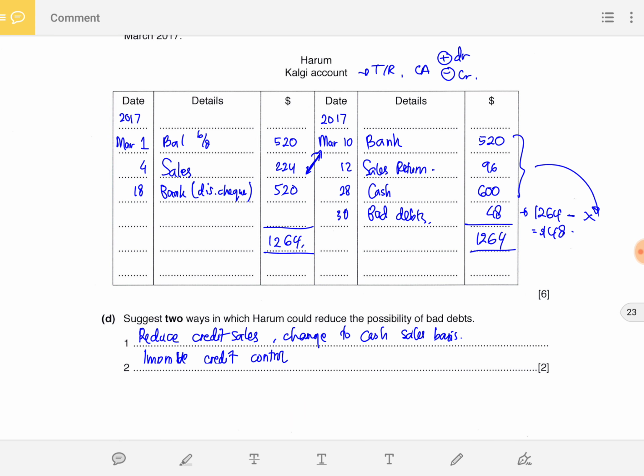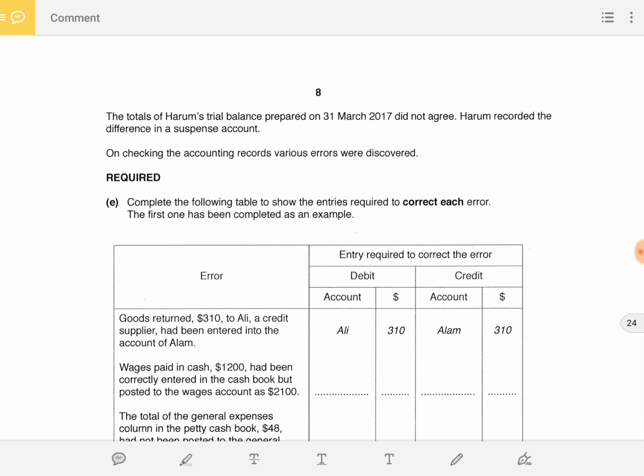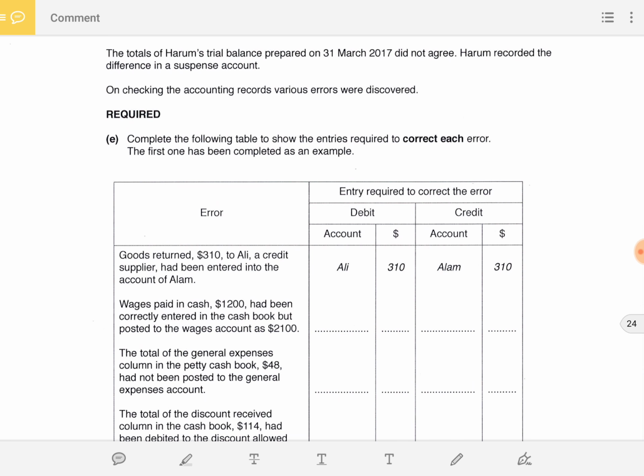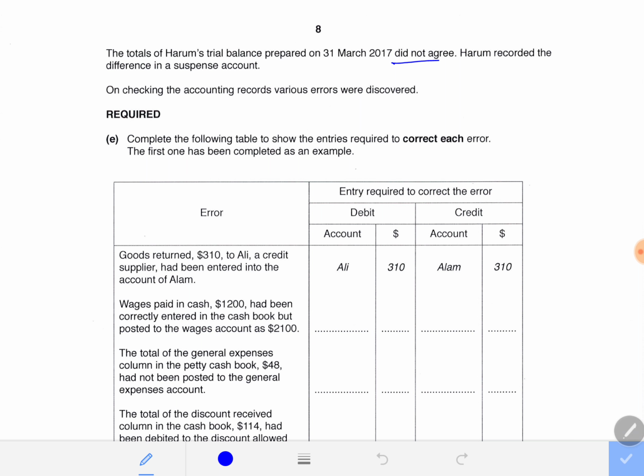Next, error. The total of Harum's trial balance prepared on 31 March 2017 did not agree. If it did not agree, that means a suspense account appears. And then Harum recorded the difference in the suspense account.